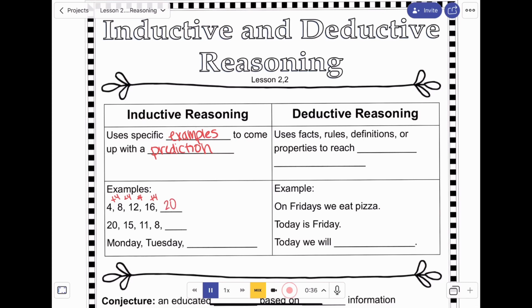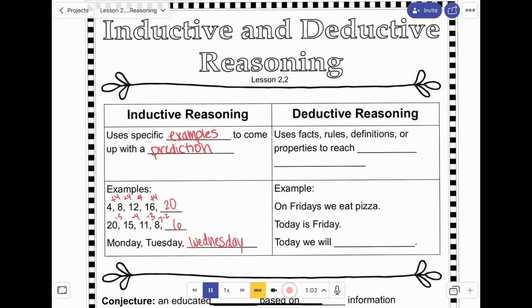But the other ones are going down this time, so we're subtracting from 20 to 15. We do minus 5. 15 to 11 is minus 4. 11 to 8 is minus 3. So then over here at the end, we want to do minus 2. So 8 minus 2 is going to give us 6. And then the last one's days of the week, so it's Monday, Tuesday, so we know the next one should be Wednesday.